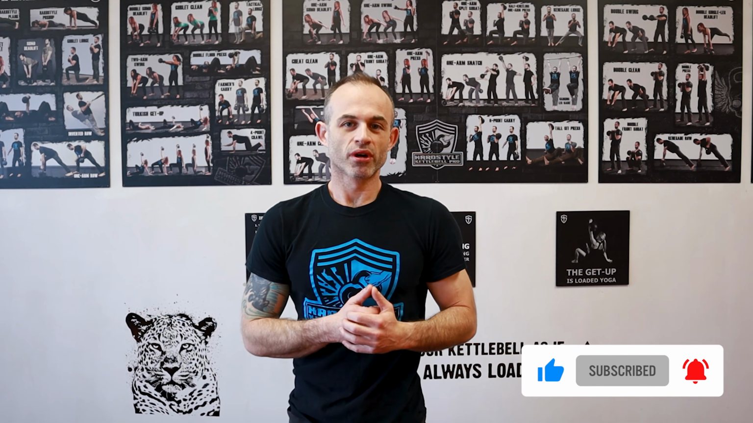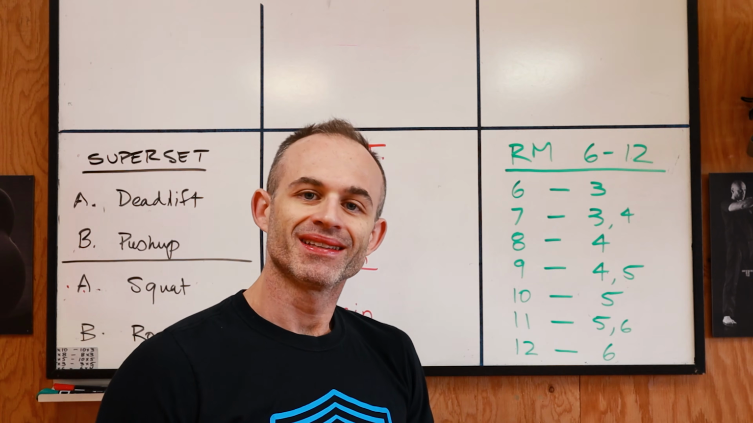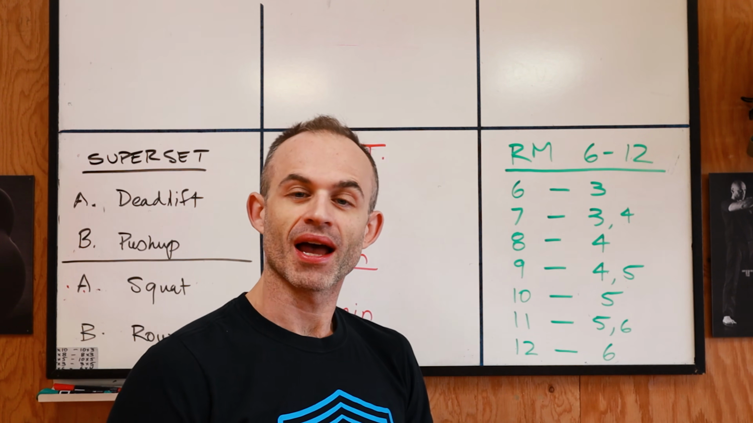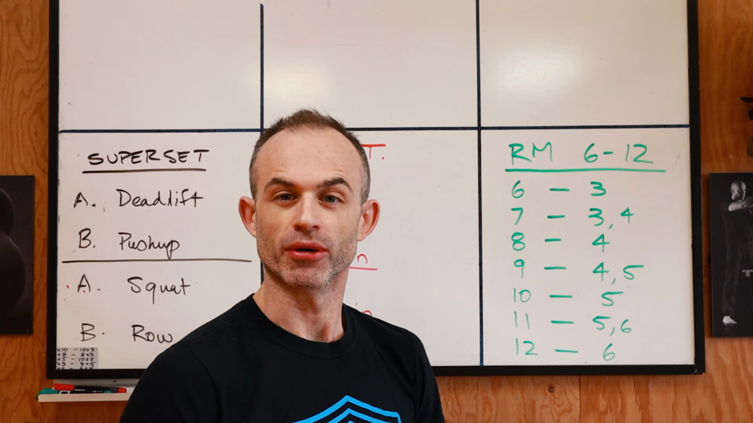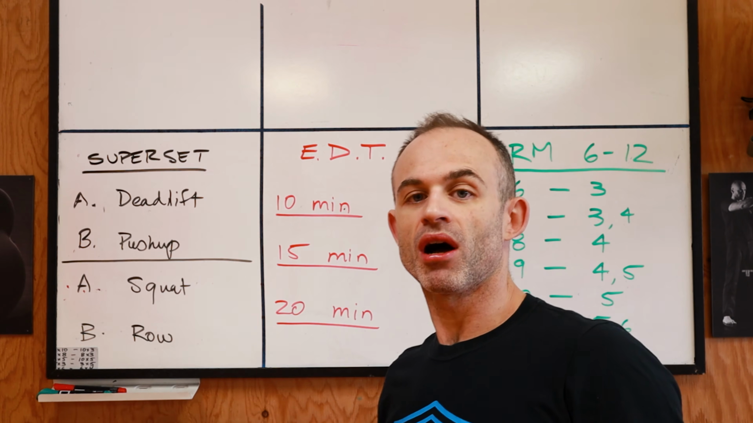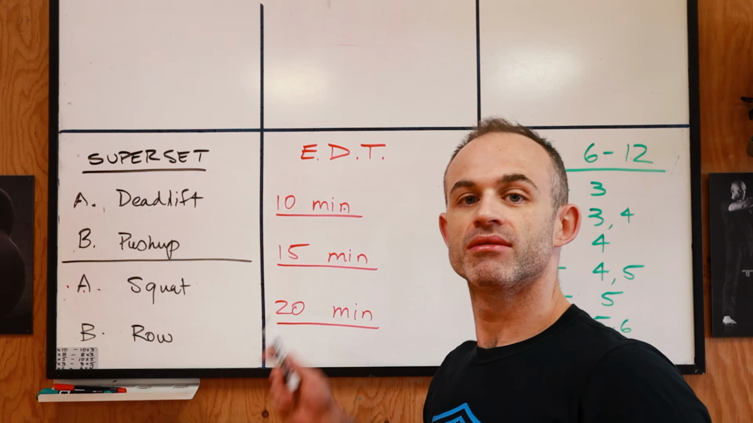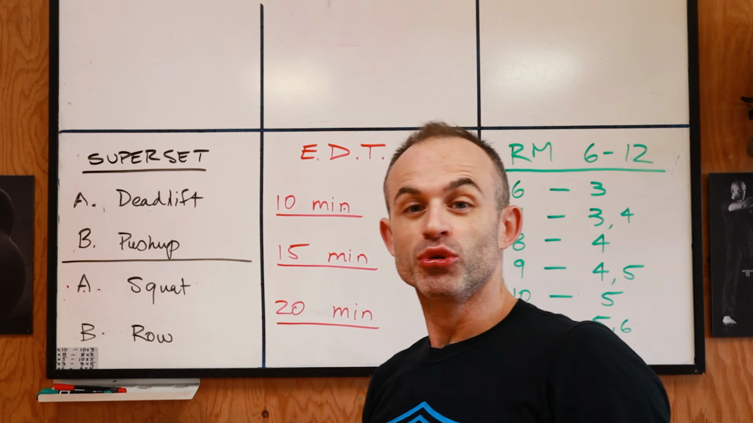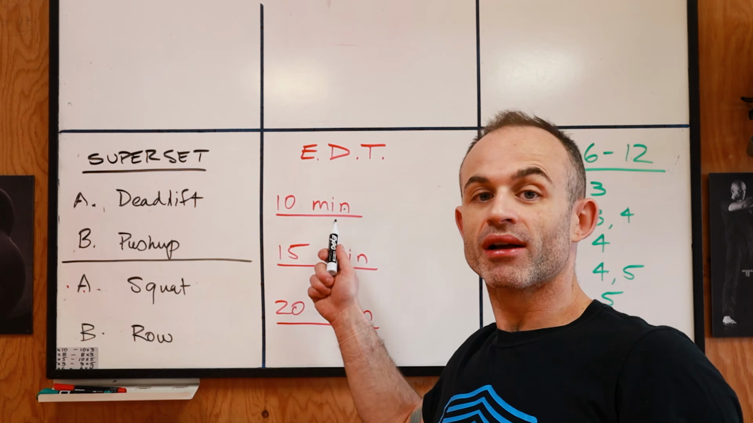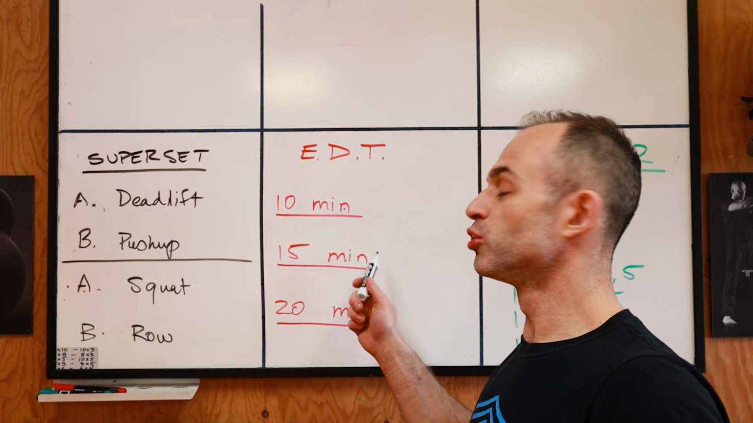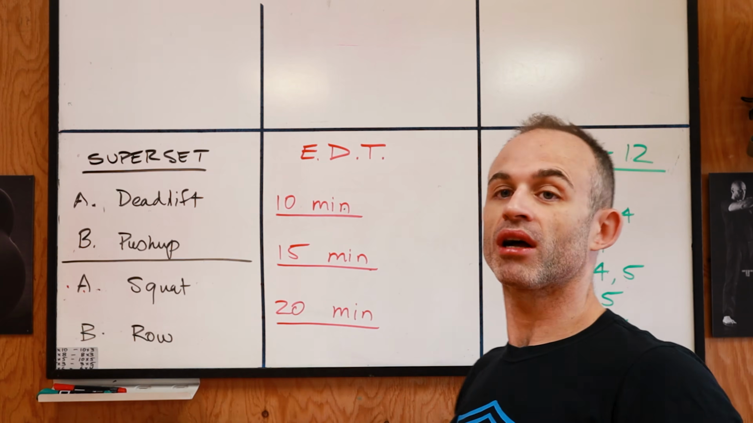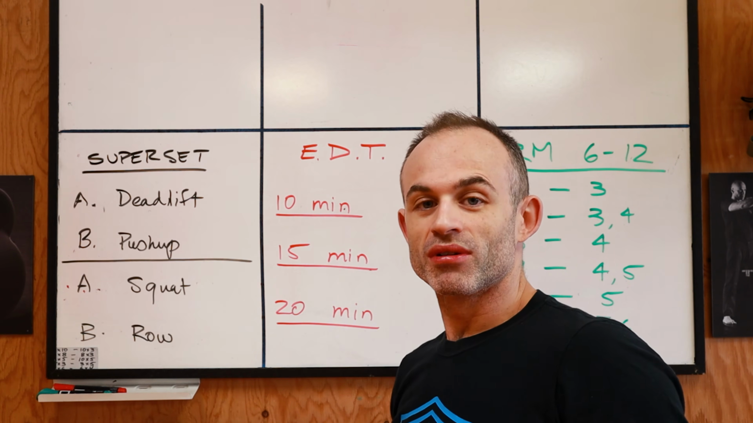Let's jump over to the whiteboard for program design. Escalating density training means that the density will increase over time as you become more conditioned and stronger. So the way EDT works is you choose a specific block of time. It could be 10 minutes, 15 minutes, 20 minutes. You can do several blocks in a row. So for example, you could do 2 blocks of 10 minutes or 2 of 15, or maybe 1 block of 15 and 1 block of 20. So it really depends on your schedule and your goals.